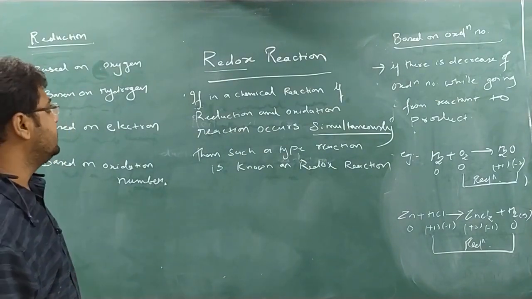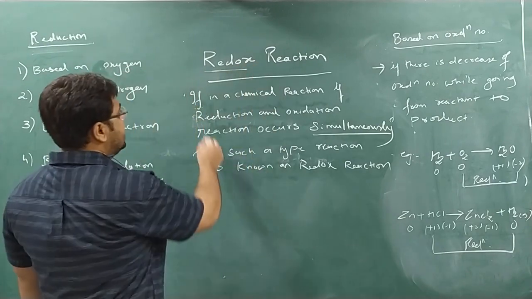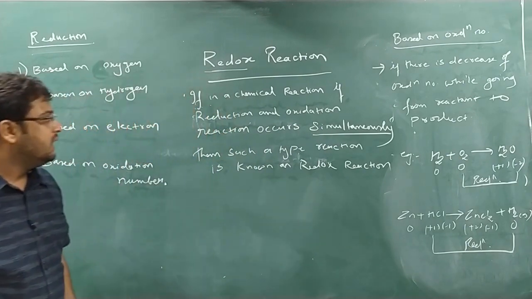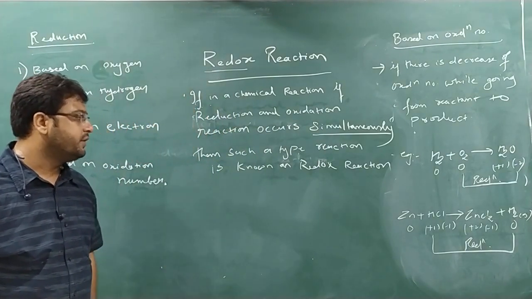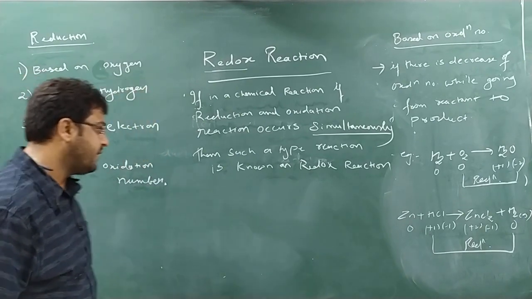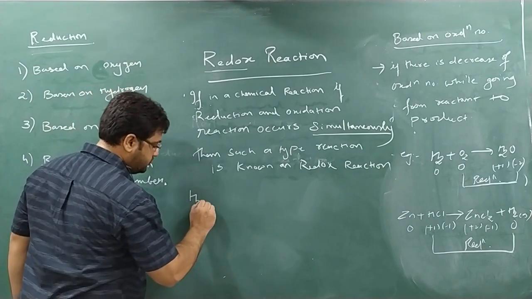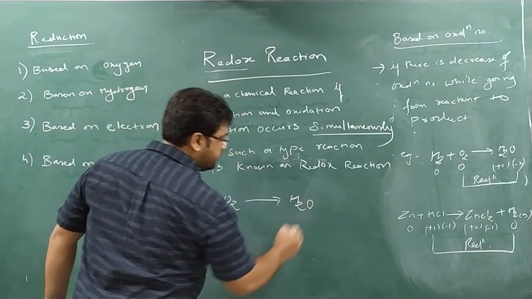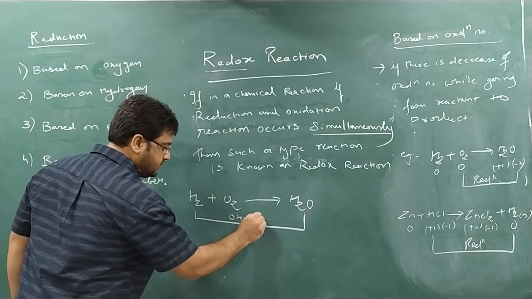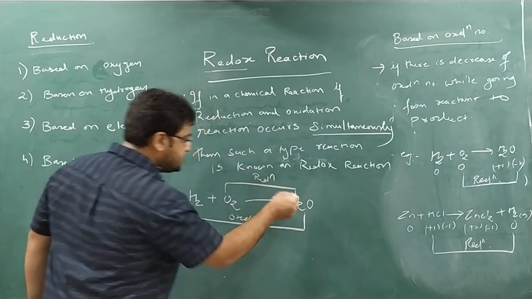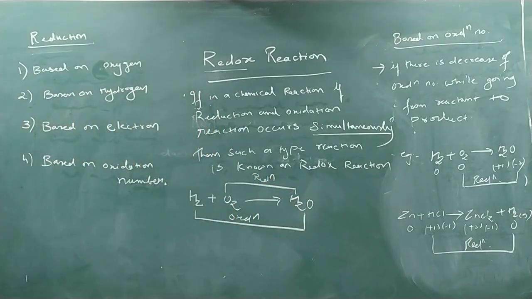So now we come to the point: what is a redox reaction? If in a chemical reaction reduction and oxidation occur simultaneously, meaning if there is an oxidation, there should occur reduction, such a type of reaction is known as a redox reaction. Another example, H2 plus O2 gives H2O. Here hydrogen is alone. This is adding of oxygen, this is oxidation. This is adding of hydrogen, which means reduction. So this reaction is known as a redox reaction.